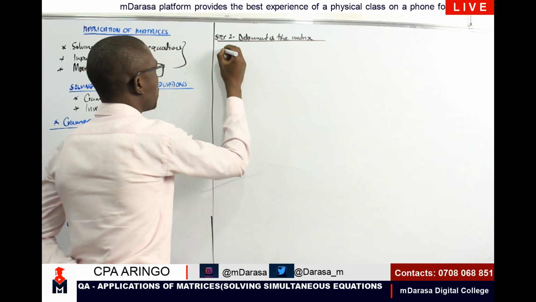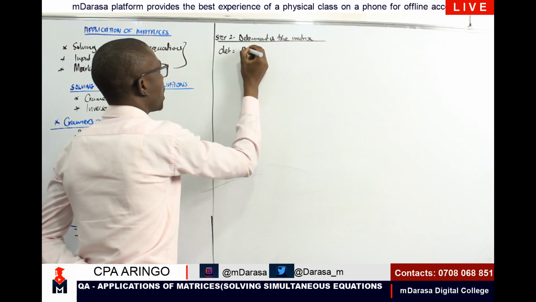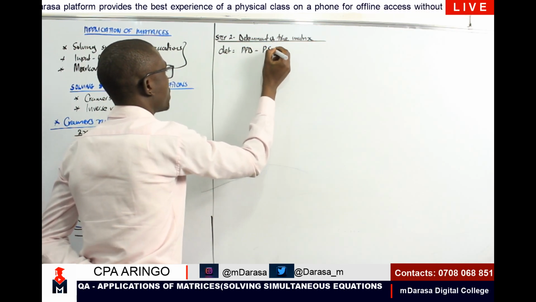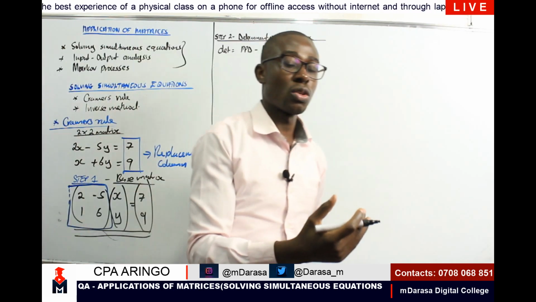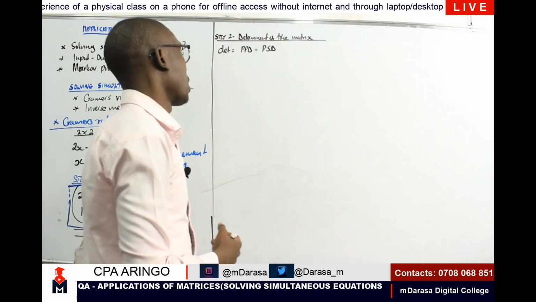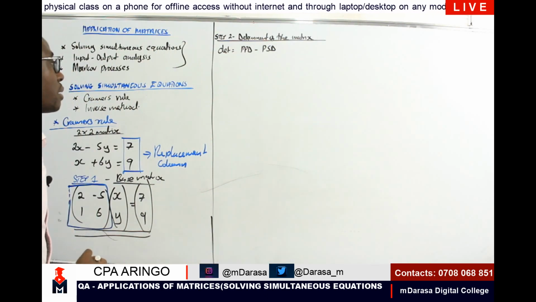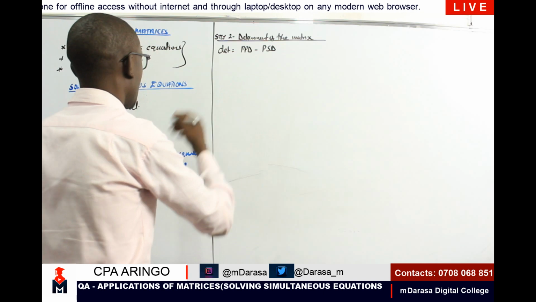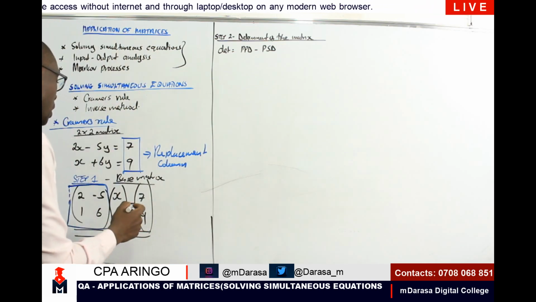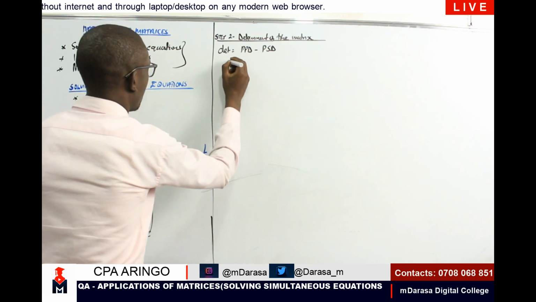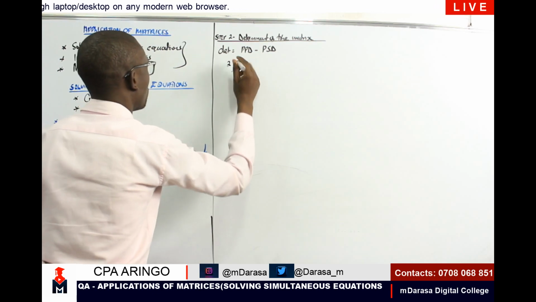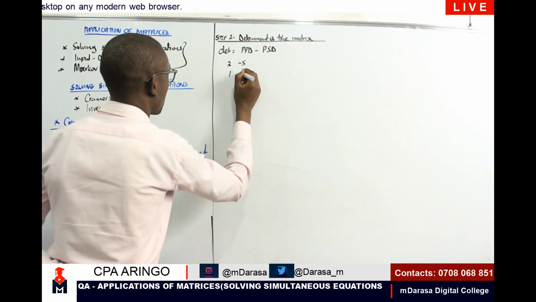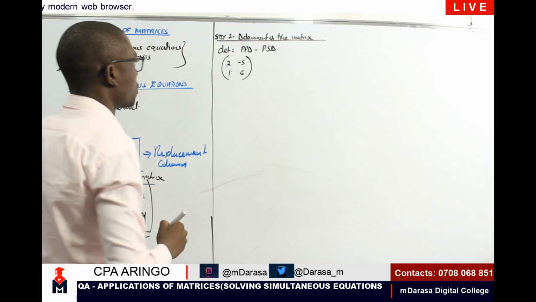Recall, for us to determine the determinant, we normally talk about the product of the primary diagonal minus the product of the secondary diagonal. That is what will give us our determinant. Or in that case, therefore, we should be having this case now. Take our base matrix, we've said, we should be having 2, minus 5, 1 and 6. These are the base matrix.